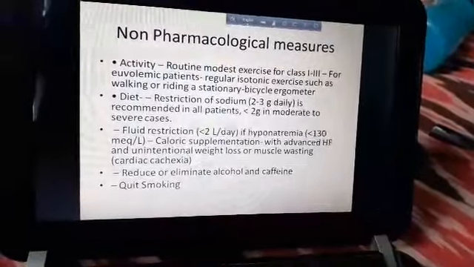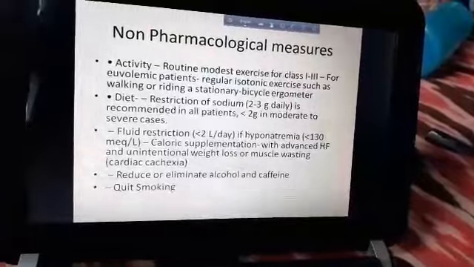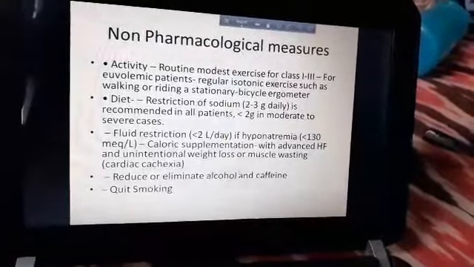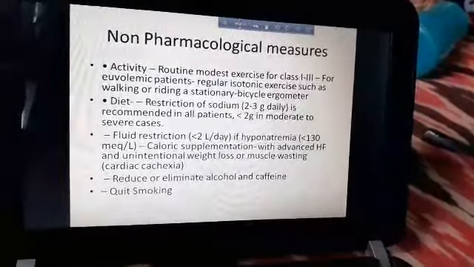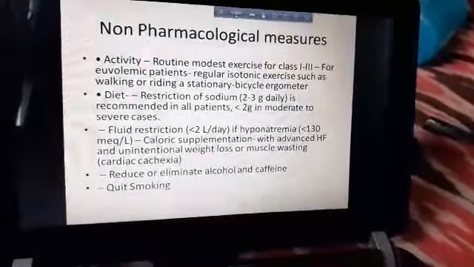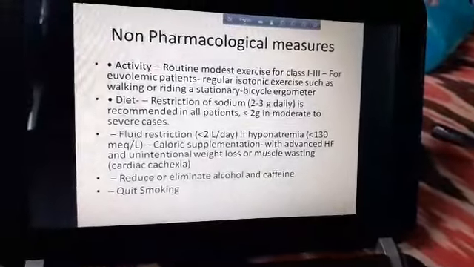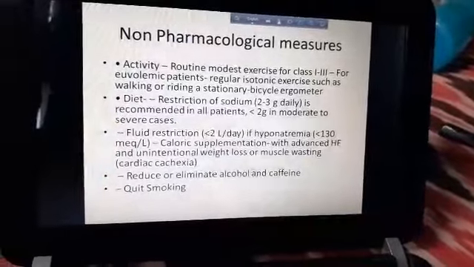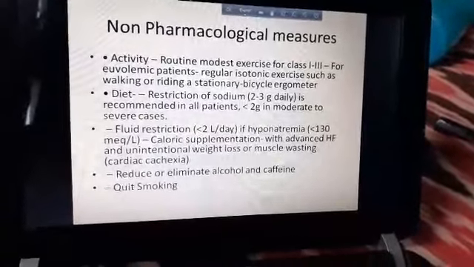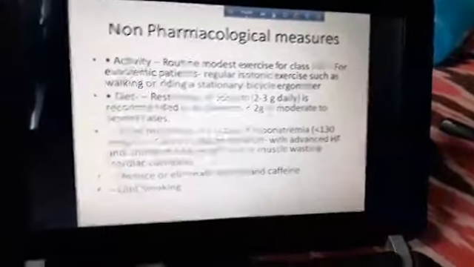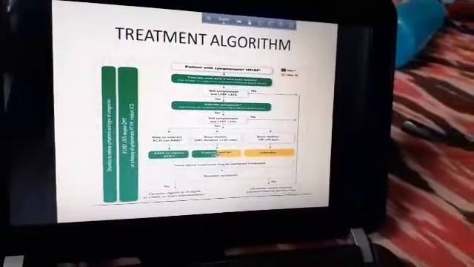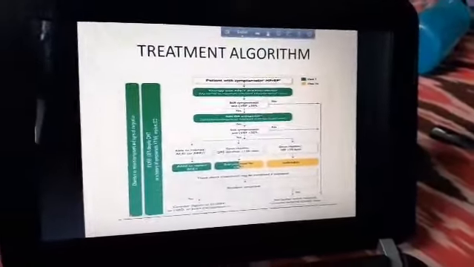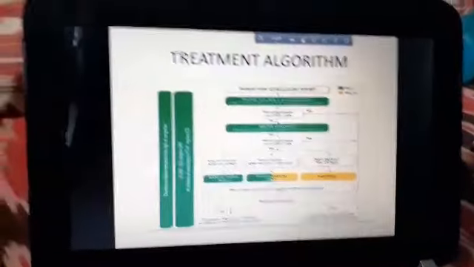Often heart failure patients are advised weight loss, smoking cessation, alcohol cessation, and less intake of caffeine. Activity routine: modest exercise for class 1 to 3. I shall discuss what the classes of heart failure are. Isotonic exercise such as walking or riding a stationary bicycle ergometer is needed.